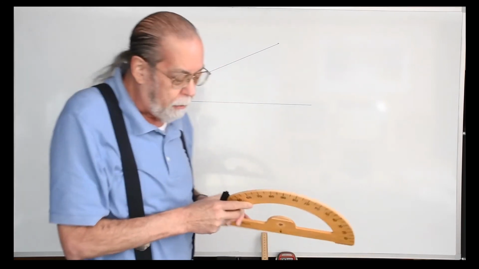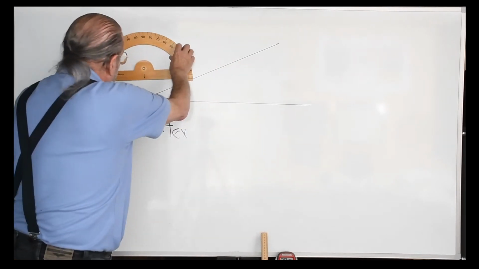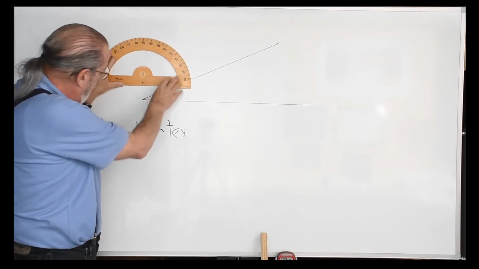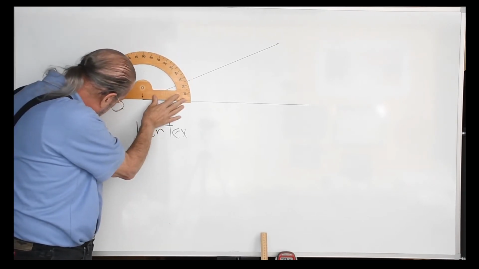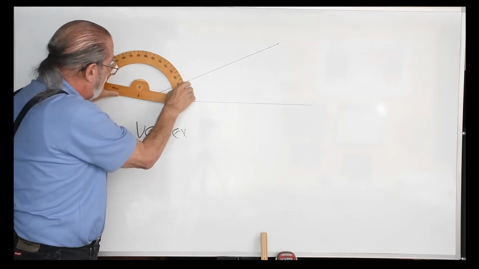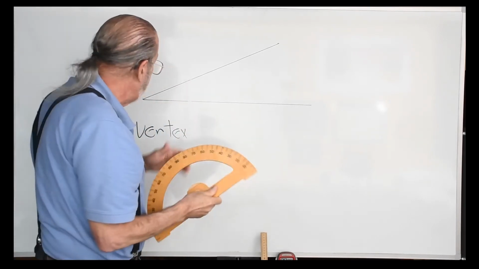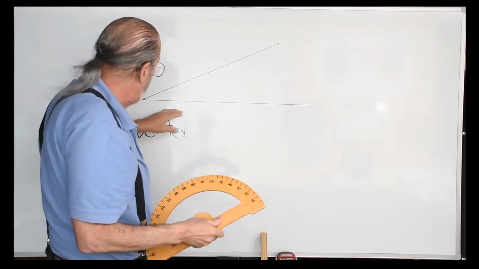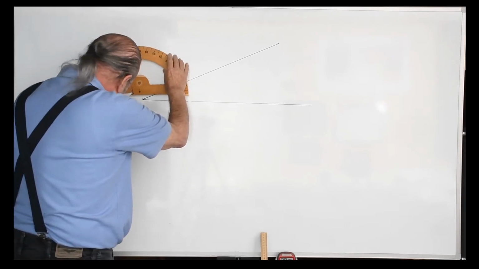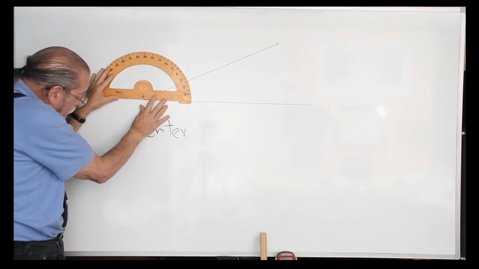What you have to do is place the protractor so that the vertex of the protractor lines up with the vertex of the angle, and make sure that they coincide exactly, and then orient the protractor so that the bottom of the protractor is exactly lined up on the baseline of the angle. In this case, we line it up like so. We line it up there.